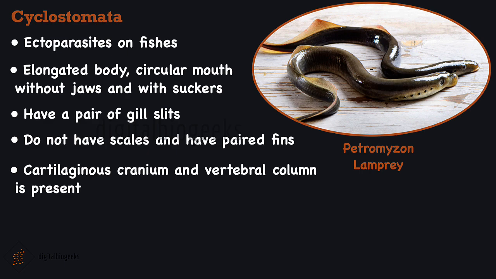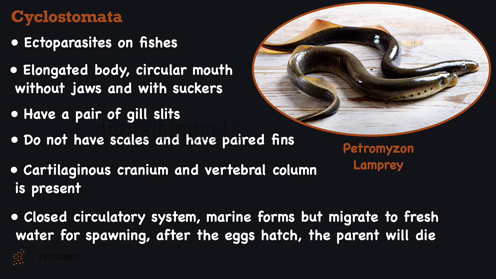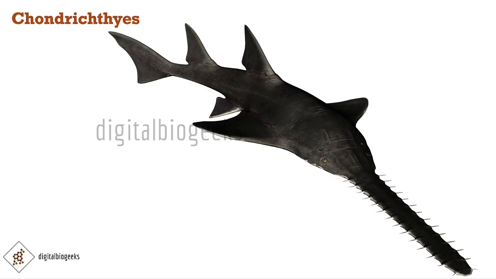They have a cartilaginous cranium and vertebral column. Closed circulatory system is present. They are marine forms but they migrate to fresh water to release eggs, or spawning. This provides the suitable condition for the eggs to hatch. After hatching, they only survive for a few days before dying. Their larvae, after metamorphosis, migrate to marine environments again.